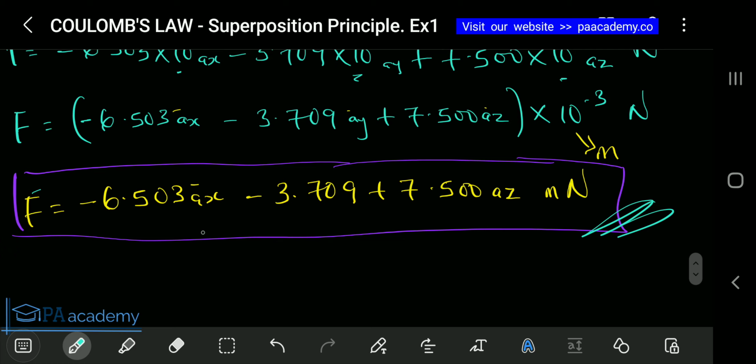And your answer might be a little different from mine in terms of approximation, but it will still be very close in terms of this 6.5 or 3.7 and then 7.5.